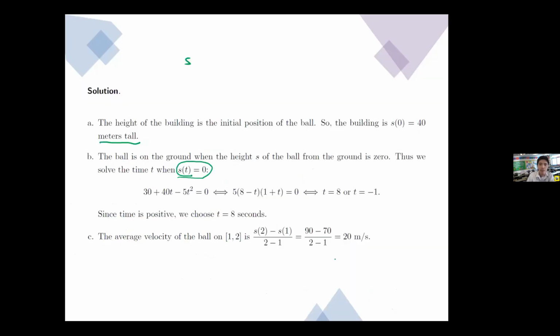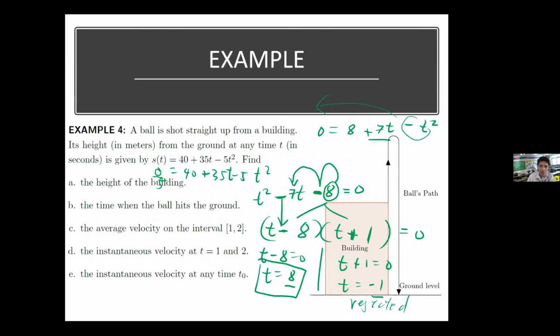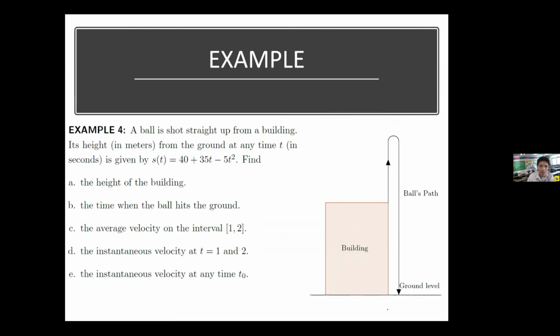Similar lang man ni. So mao ni siyang conclusion. Next problem. Ang next is pangitaon daw ang average velocity on the interval from 1 to 2. Say pasabutan na. After 1 second to 2 seconds, pila ang average velocity sa ball nimo.